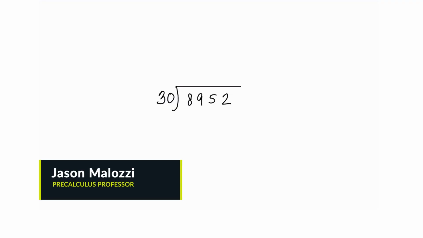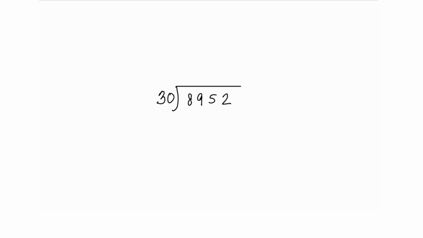What we're going to do in this video is first review long division. Before we get into the polynomials, we're going to perform long division on integers, just to review the process, because maybe it's been a while. So we're dividing 30 into 8,952.